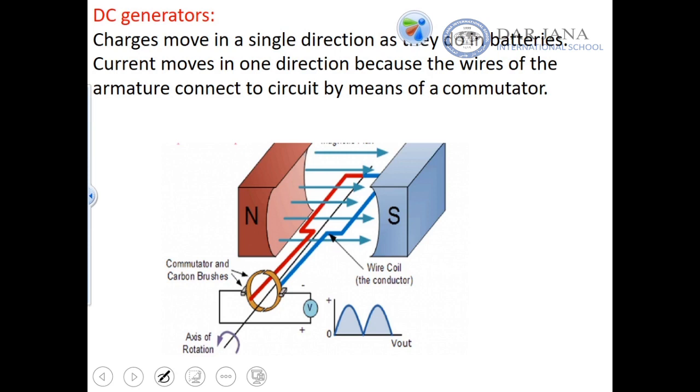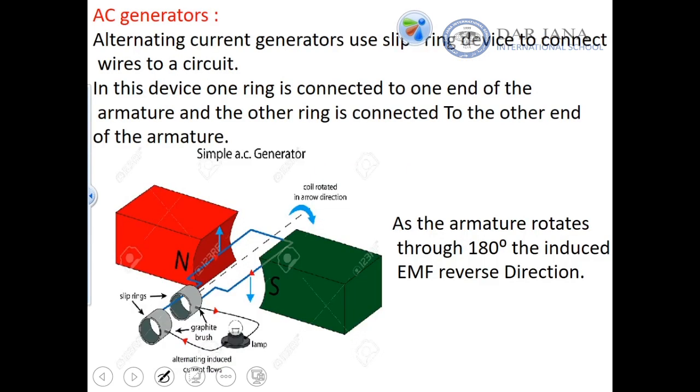This is an example of DC generators. We took it before as the simple motor. Charges move in a single direction as they do in batteries. Current moves in one direction because the wires of the armature are connected to a circuit by means of a commutator. We took this example before. We can see that the magnetic field here is directed from right to left. This is B. And this is the positive pole. So the current is moving like this, from the positive, like this. By using the right hand rule, we can see that the coil will rotate.